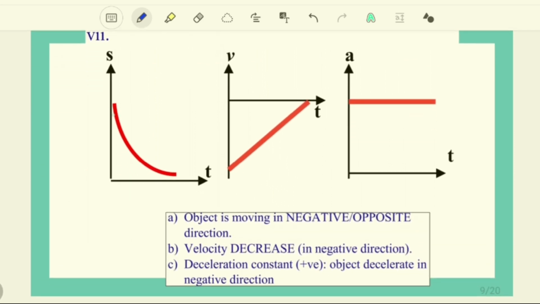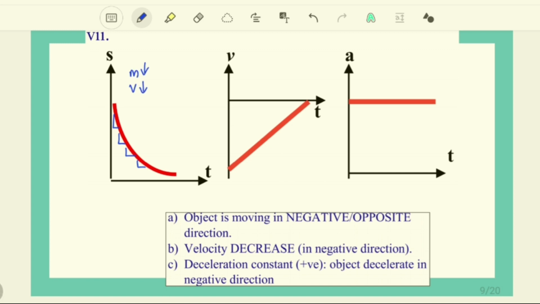Alright, let's draw. So look at here, the triangle. Okay, the gradient becomes steeper or decreasing. Okay, look at here, the gradient become... The gradient is decreasing, right? Okay, kecerunan dia semakin berkurang. So, bila kecerunan dia berkurang, maknanya apa? Velocity is decreasing. Gradient is decreasing.